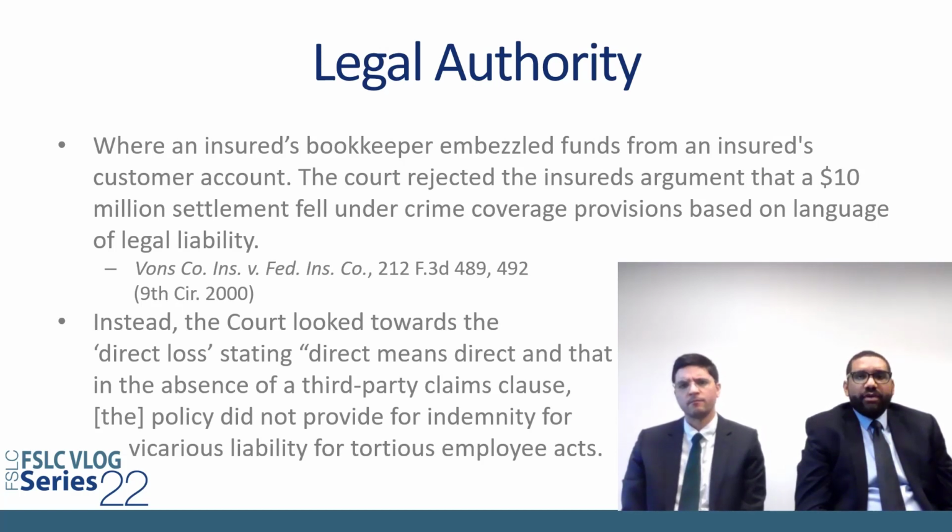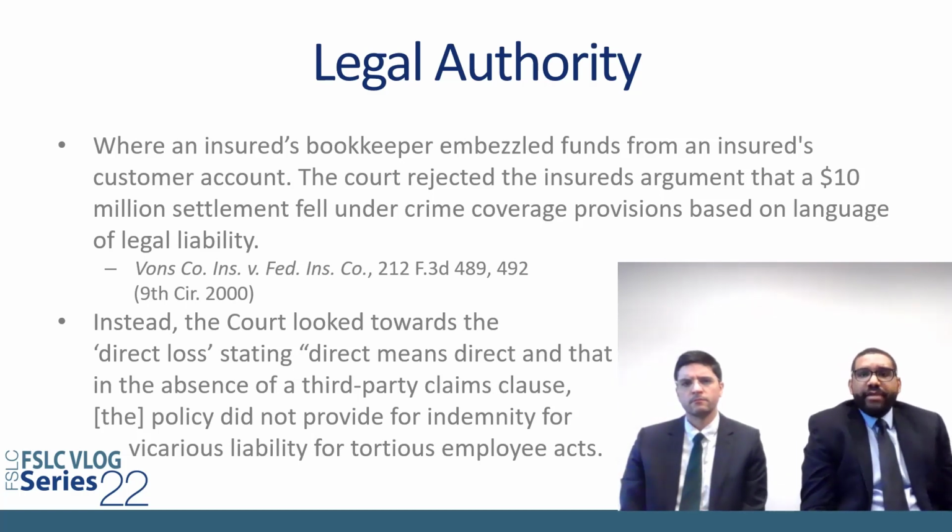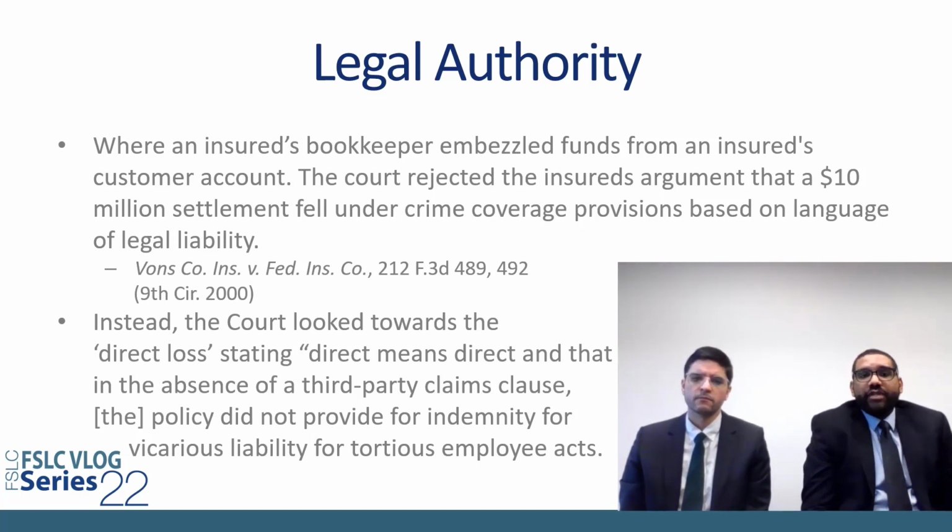To get into a little bit more legal authority, when an insured's bookkeeper embezzled funds from an insured's customer account, the court rejected the insured's argument that a $10 million settlement fell under the crime coverage provisions based on the language of legal liability of their bond. Instead, the court looked towards the direct loss, stating direct means direct, and that in the absence of a third-party claims clause, the policy did not provide for indemnity for vicarious liability for tortious employees' acts. And this just goes back to reading the bond and knowing what actually is covered under your bond.